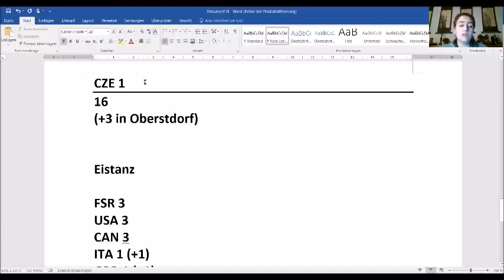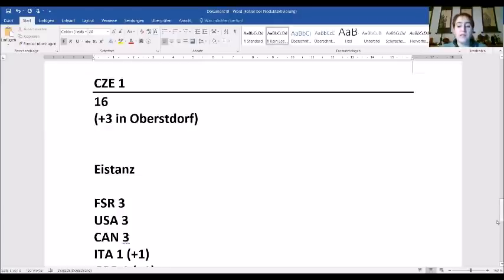So that means not all the pairs that were in the final got a spot, because there were more. There were 20 pairs in the final, but some lower ranked pairs like Georgia, Belarus, did not make it this time, and there will be only 3 spots in Oberstdorf.